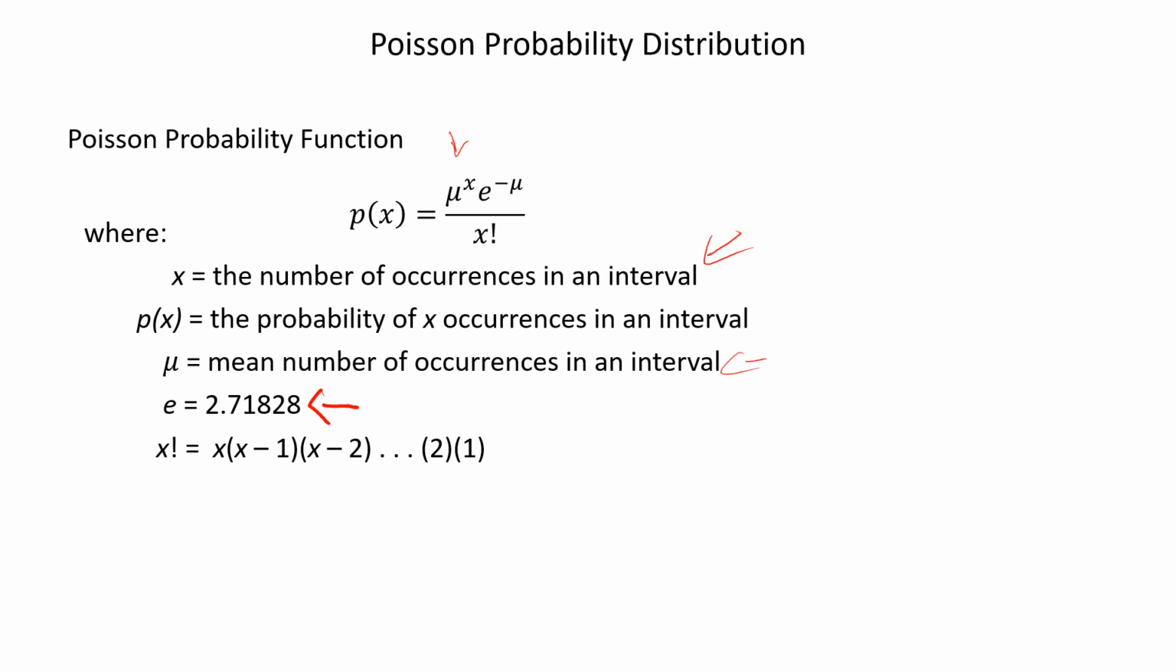So again, a little bit complex here, then divided by the number of occurrences in an interval that we're looking for. So let's say we know the mean is 10, we're trying to see, well, what's the probability that 5 vehicles will go through in this time? That's how we would use this formula.